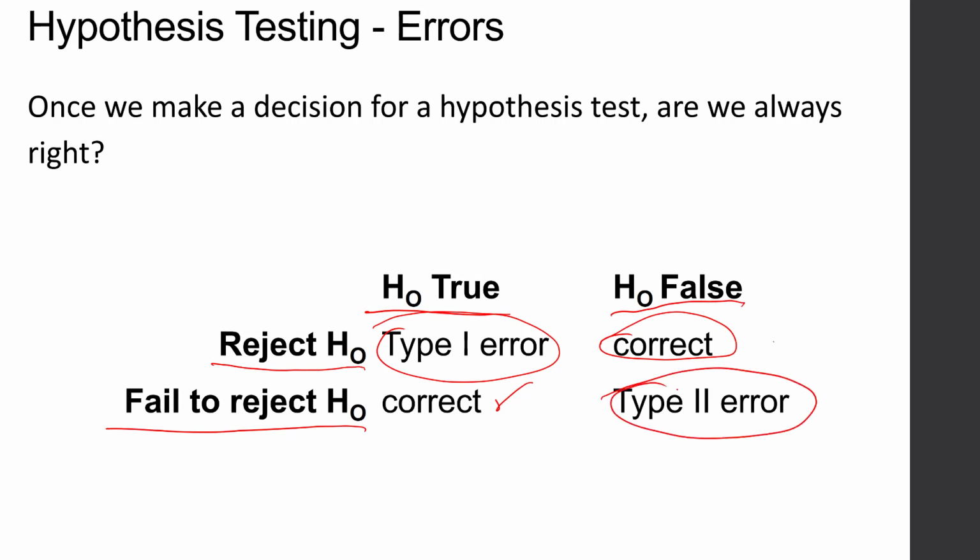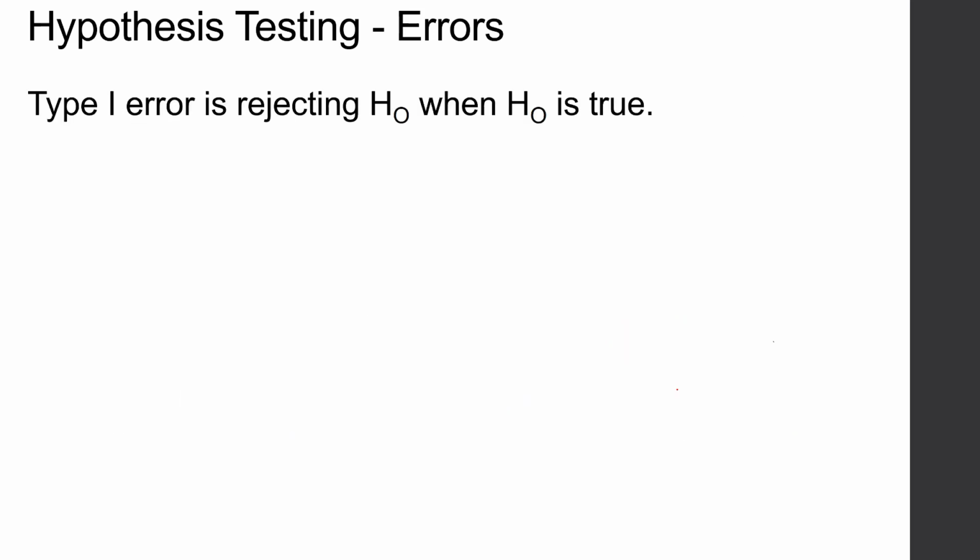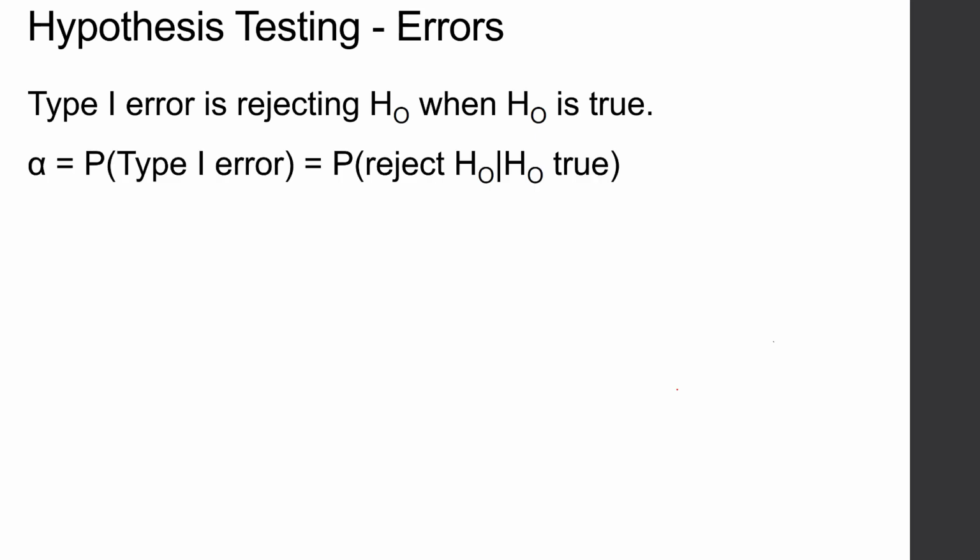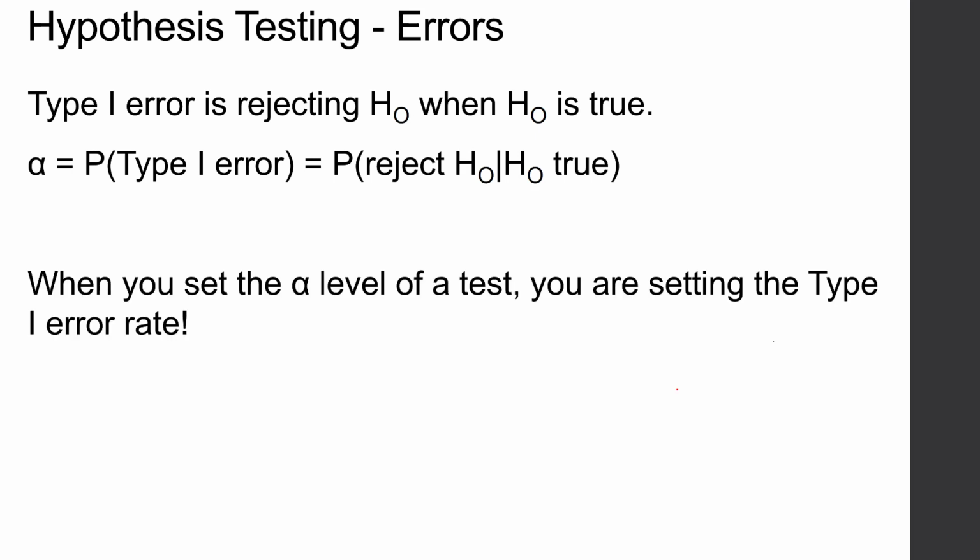So a type 1 error can happen when you reject the null hypothesis, and a type 2 error can happen when you fail to reject the null hypothesis. A type 1 error is rejecting the null when the null is actually true. The probability of committing a type 1 error is denoted by alpha. When you set the alpha level of a test, you are actually setting the type 1 error rate. Remember, we do the hypothesis test under the assumption that the null hypothesis is true.